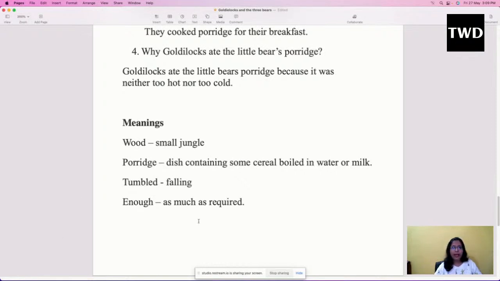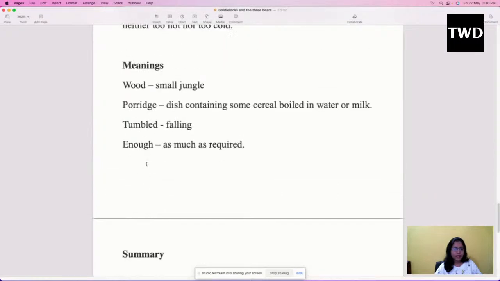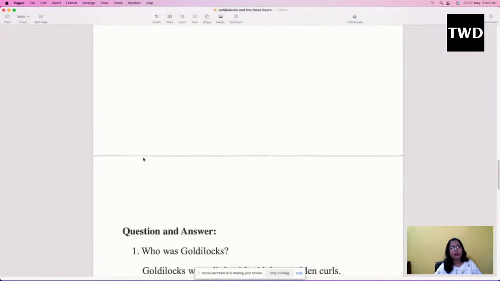Enough: I have had enough food today. That means as much as required. As much as I wanted to have, I had. Over and above this I could not have. So in this way you have to find out the meanings, as well as use them in your own sentences. Apart from this, you can write your own summary about the story.